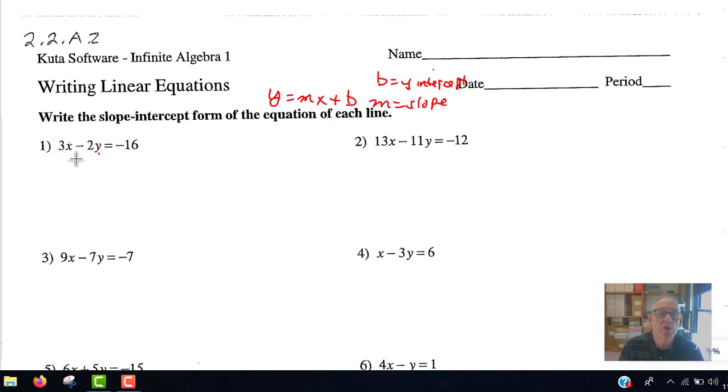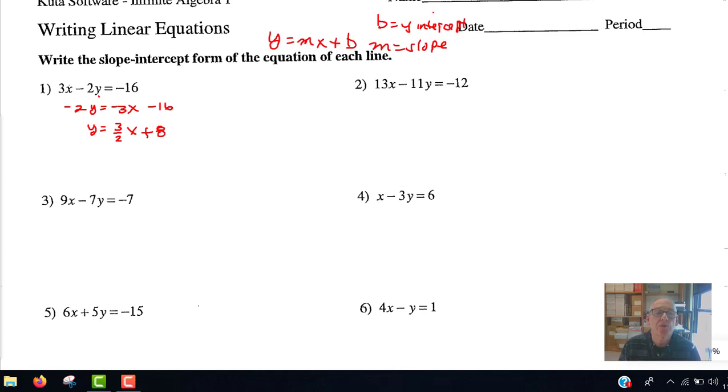So take away 3x from both sides, gives me minus 2y is equal to negative 3x minus 16. Then I need to get y by itself, so I have to divide everything by negative 2. So y is going to be, and a negative 3 over negative 2 is 3 halves. Negatives cancel. And a minus 16 divided by a minus 2 is a plus 8. So in slope-intercept form, number 1 turns into y equals 3 halves x plus 8.